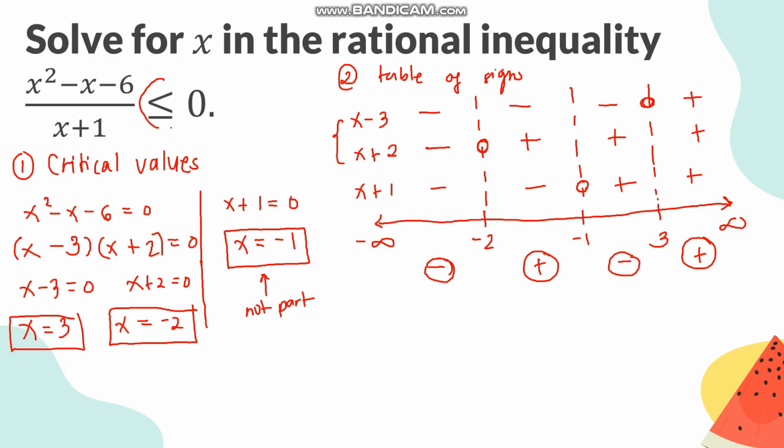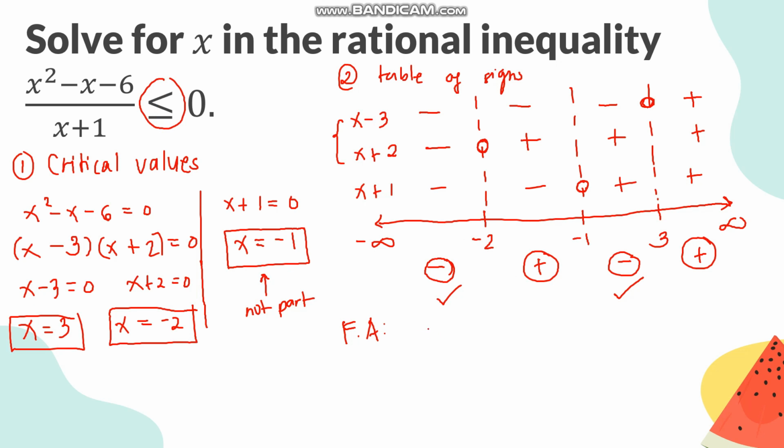Since we have here less than or equal to 0, that means we will be considering the numbers that are negative. Okay? So we have negative 2 to negative infinity, and also negative 1 to 3. These are the intervals that will satisfy our rational inequality. Now to write our final answer, let's write the interval. First is negative 2 up to negative infinity. Since the symbol used is less than or equal, that means the critical values are included.